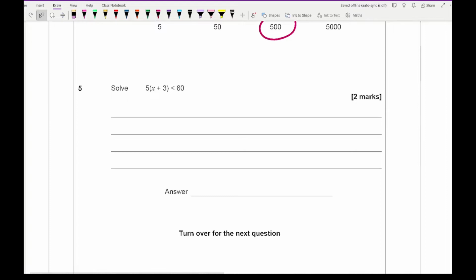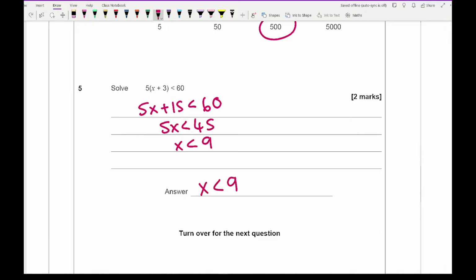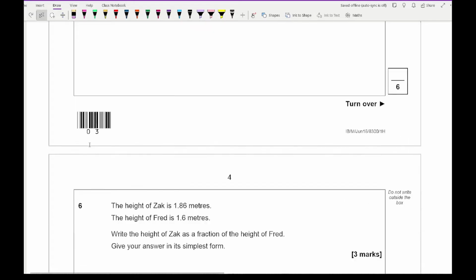Then for question 5, it's about solving this inequality. One of the things that you might want to do is expand the brackets. Not essential, you could just divide by 5, but most commonly you probably expand the brackets. Then we've got 5x is less than 45, so x is less than 9. If you have your answer as x is less than 9 or 9 is greater than x, that's fine, as long as your inequality is pointing at the x, happy days.